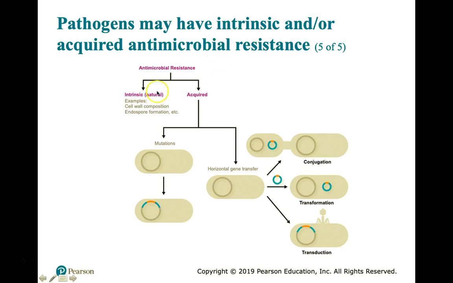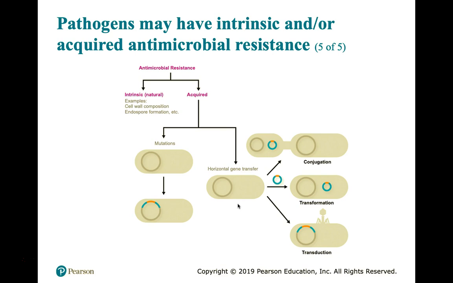It shows you antimicrobial resistance, intrinsic, which is natural. For instance, endospores, capsules, cell wall composition, all of these are intrinsic examples of ways bacteria can resist antimicrobial medications. Then you have acquired. Acquired, you could have mutations. A simple mutation could lead to resistance. Or you could have horizontal gene transfer. And we absolutely talked about all three of these methods.